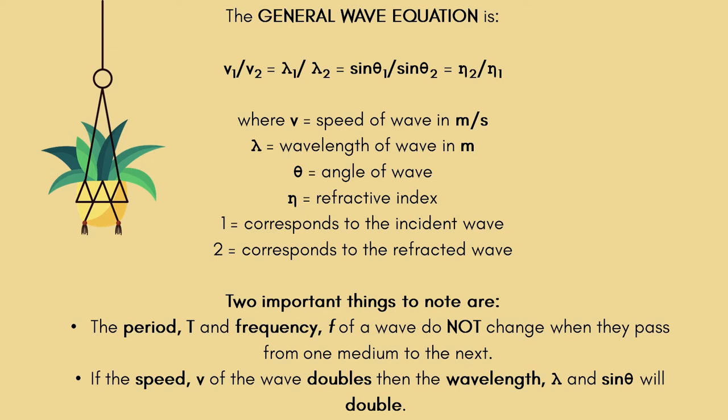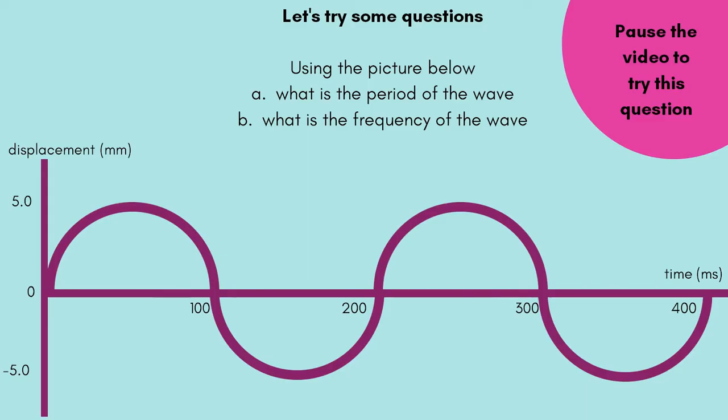And secondly, if the speed v of the wave doubles, then the wavelength lambda and sine theta will double. Please note that theta does not double, it increases. Sine theta doubles. Let's try some questions. Using the picture below: A, what is the period of the wave, and B, what is the frequency of the wave? You may pause the video to try this question.